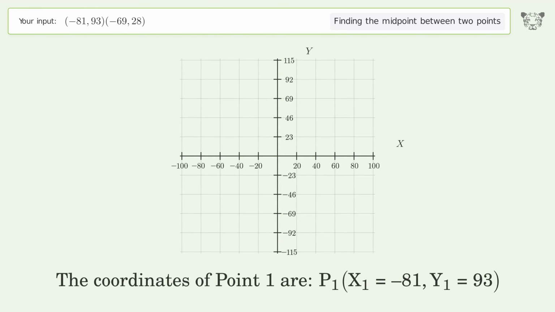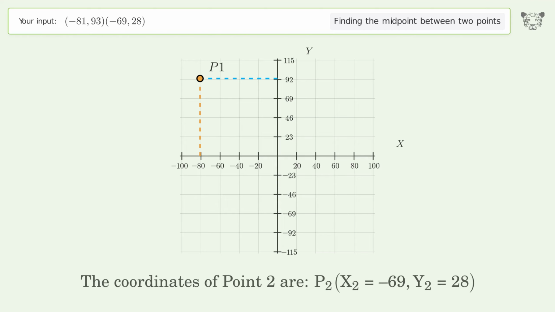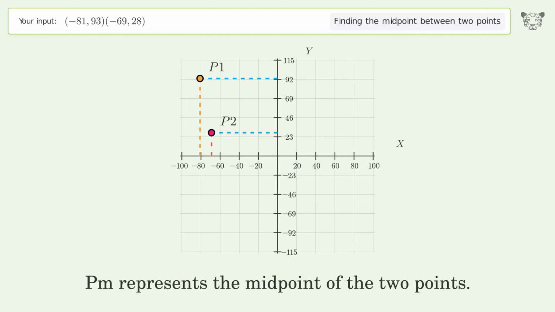The coordinates of point 1 are, x1 equals negative 81, y1 equals 93. The coordinates of point 2 are, x2 equals negative 69, y2 equals 28. PM represents the midpoint of the 2 points.